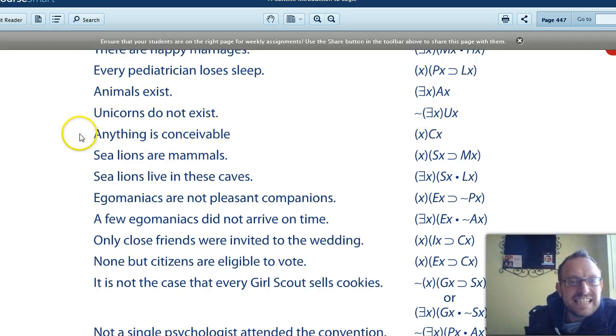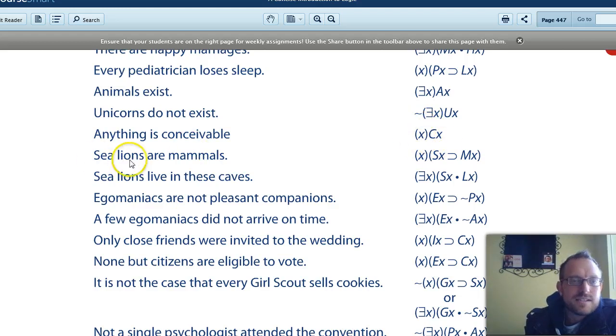Anything is conceivable. Now this is sort of difficult, right? Anything is conceivable. Well, when you're talking about anything, you're really talking about everything. So we're going to include a universal quantifier here, right?